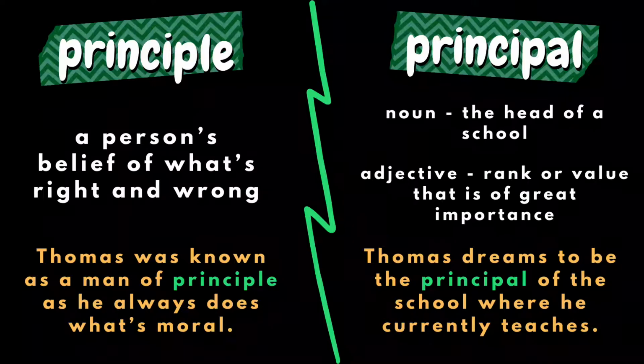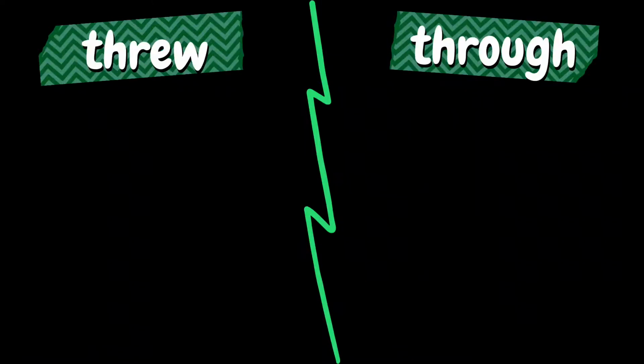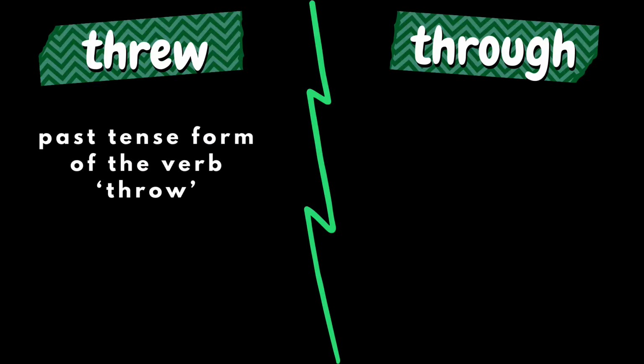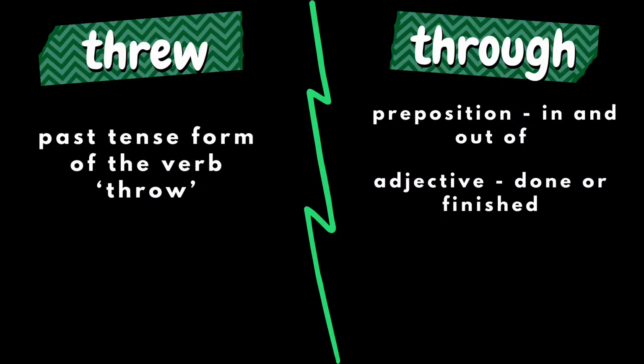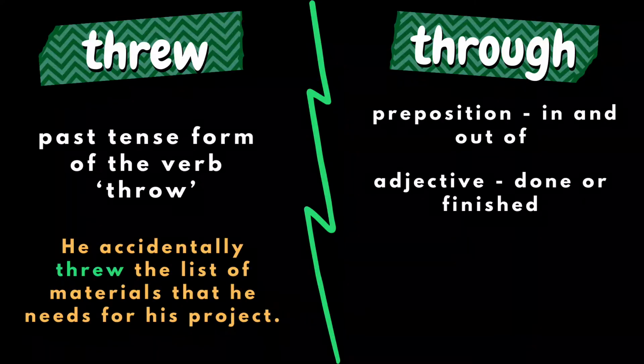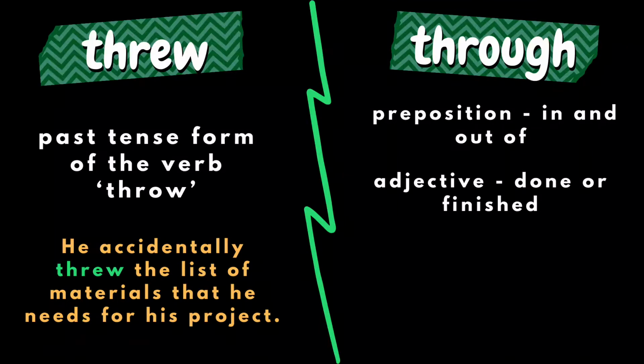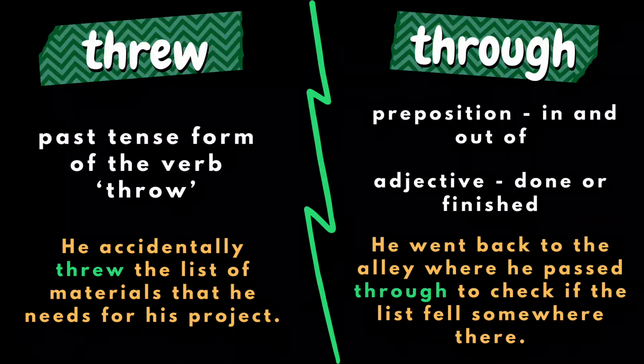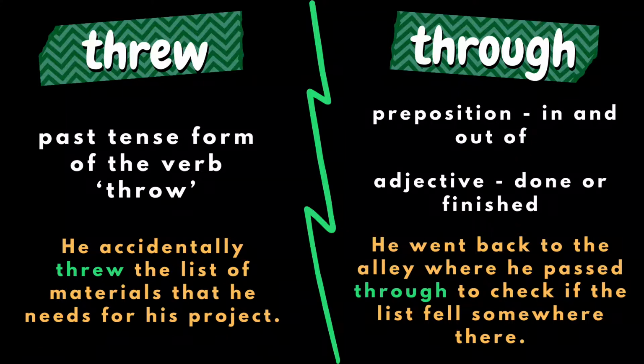The 14th pair is threw and through. Threw is the past tense of the verb throw. Through, on the other hand, is a preposition that means in and out of something. It may also be an adjective which means done or finished. Here are examples. He accidentally threw the list of materials that he needs for his project. He went back to the alley where he passed through to check if the list fell somewhere there.